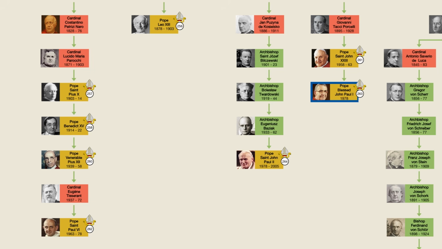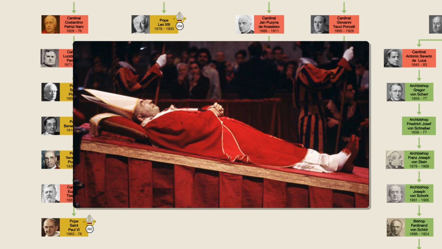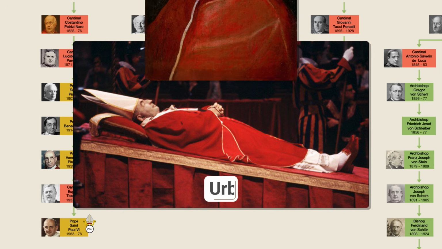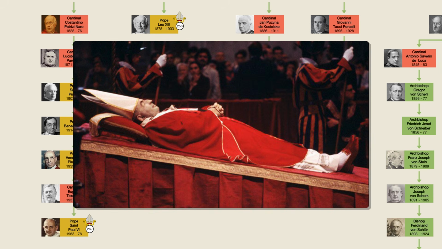However, John Paul I died after just 33 days as pope. You'd think that that would be a record, but there's actually been 10 other popes with even shorter reigns. In fact, the number one spot is held by Urban VII, who in 1590 died of malaria after just 13 days. As for John Paul I, the official story is that he died of a heart attack in his sleep.